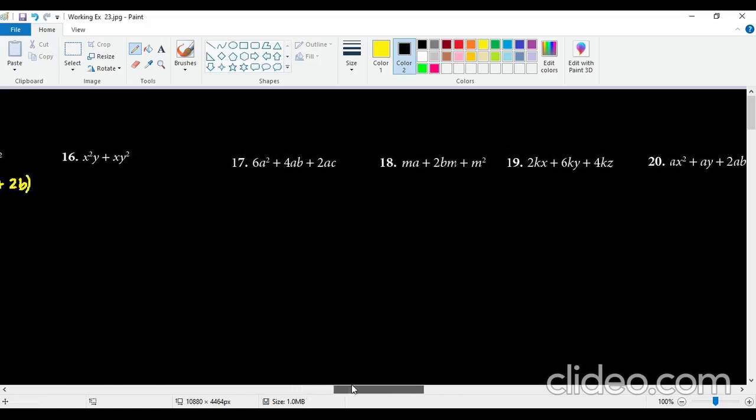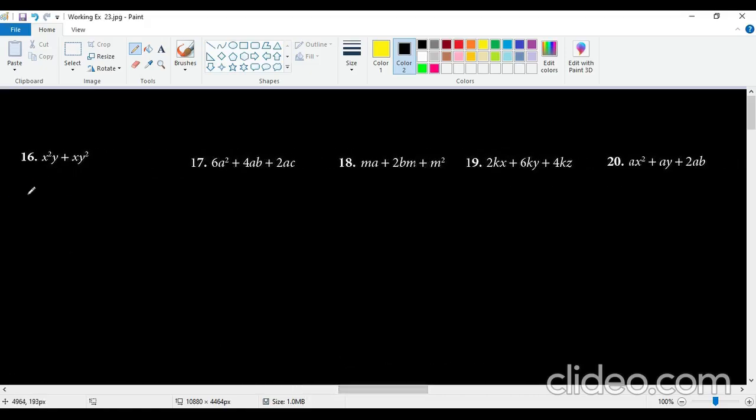Now question number 16: x and y both are common. So x and y both are taken out, and on this hand you have x remaining, and in here you have y remaining. Because when we multiply these two, it's going to give you x square y. And when we multiply these two together, it's going to give you x y square.